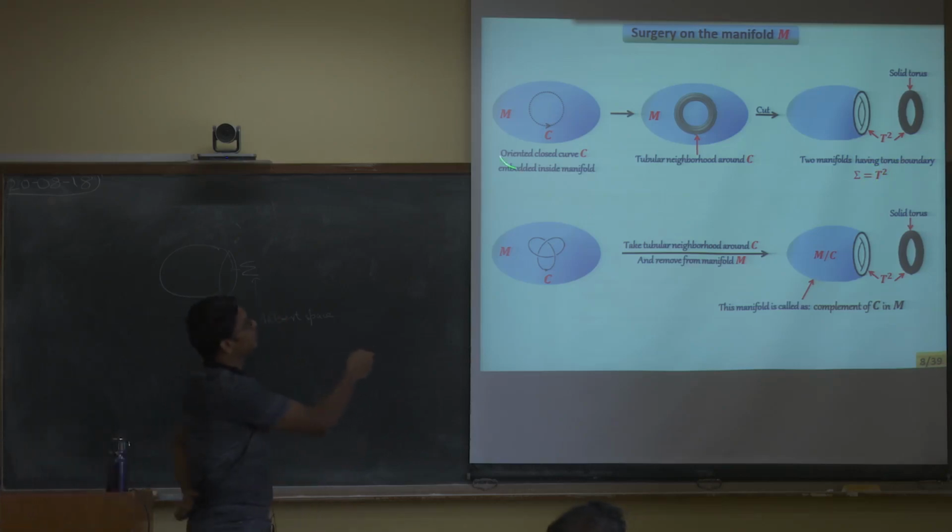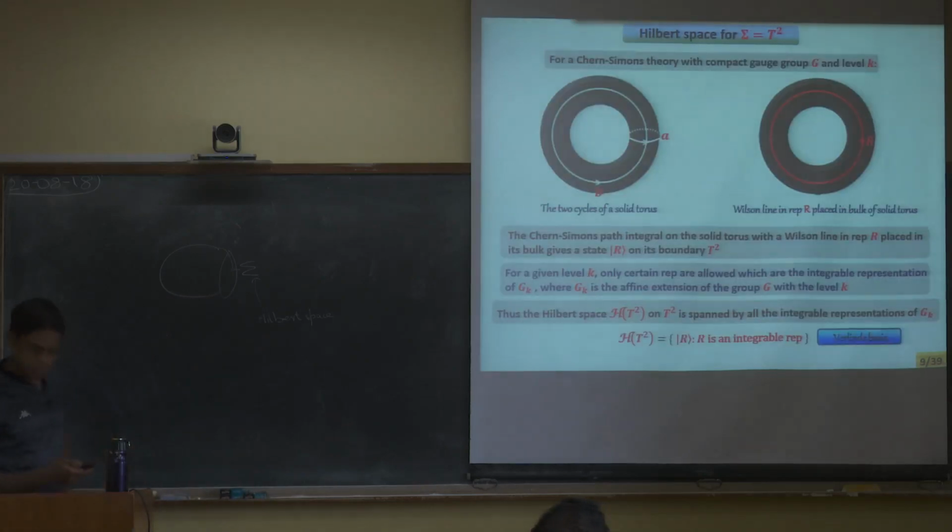So this was a simple loop. We can also have some complicated knot embedded in M, and if we take the tubular neighborhood similar to this, we'll get two parts. So this is the part where let's say this Riemann surface is a torus T2. So this torus will have two cycles: the A cycle, which is contractible in the solid torus, and the cycle B, which is non-contractible.